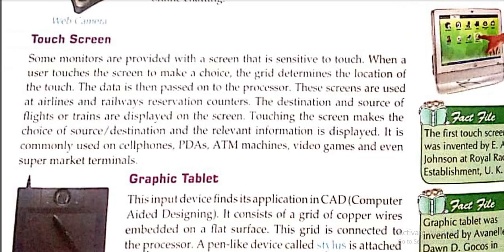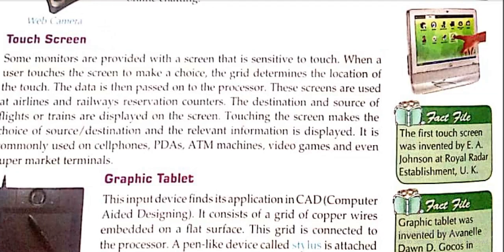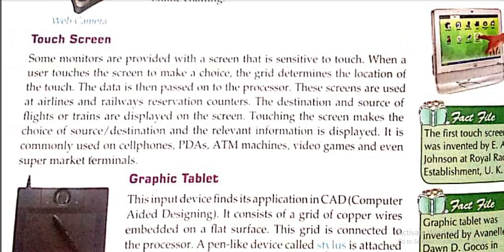So these screens are used. This type of screen is used at airports, and you have seen it at railway reservation counters. If I talk about my district, if you go to the railway station, there are two or three ATM-like boxes where you can go and ask for tickets. Those displays are based on touch. One operator just touches the screen and asks for the source and destination, then touches the display and gives you the ticket. So touching the screen makes the choice of source or destination, and relevant information is displayed. The same thing I explained to you.